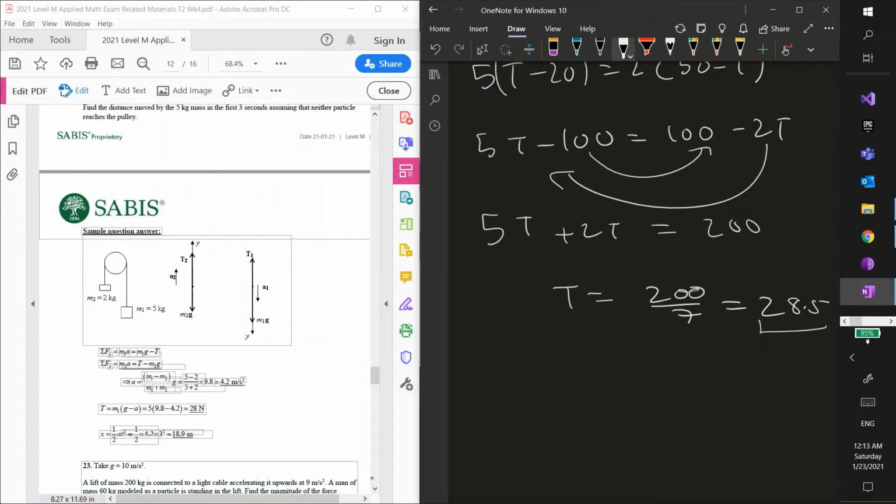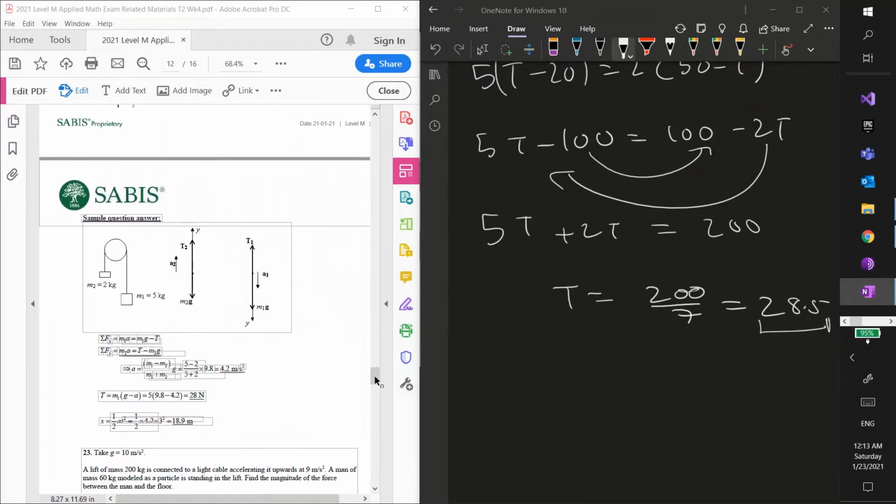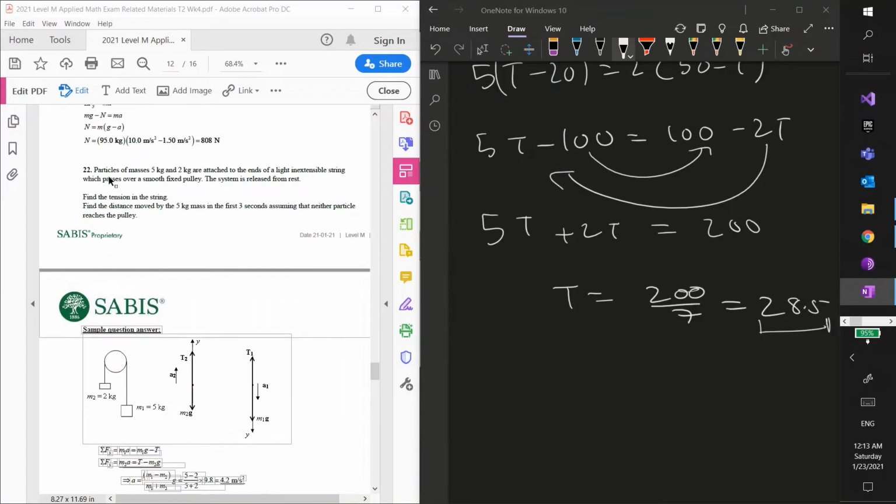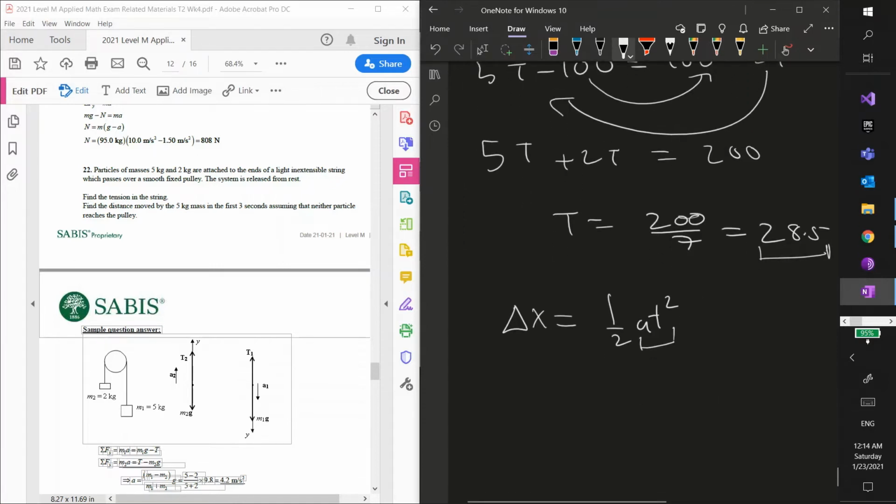And since we found the tension, let's continue reading the question and see what they want. So find the tension and then find the distance moved by the 5 kilogram mass in 3 seconds. Now we know that the distance is equal to half a t squared plus v0 t, right? In the question they said you released it from rest, so v0 is 0, and this goes away. We don't really care about the mass because all we want is the acceleration and the time. The time is given to be 3. 3 squared is 9. So all you need now is the acceleration.